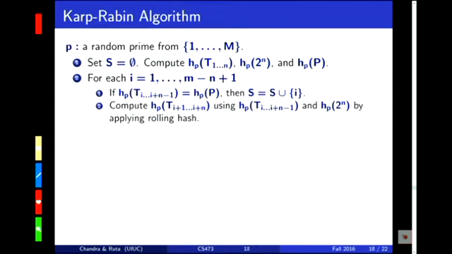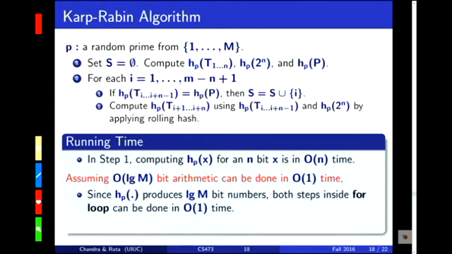Okay, so this tells me that both the steps of the for loop I can do in order 1 time. That's what we wanted. So overall it's m plus n time. And we will see why this log m bit arithmetic assumption is not too bad. Okay?